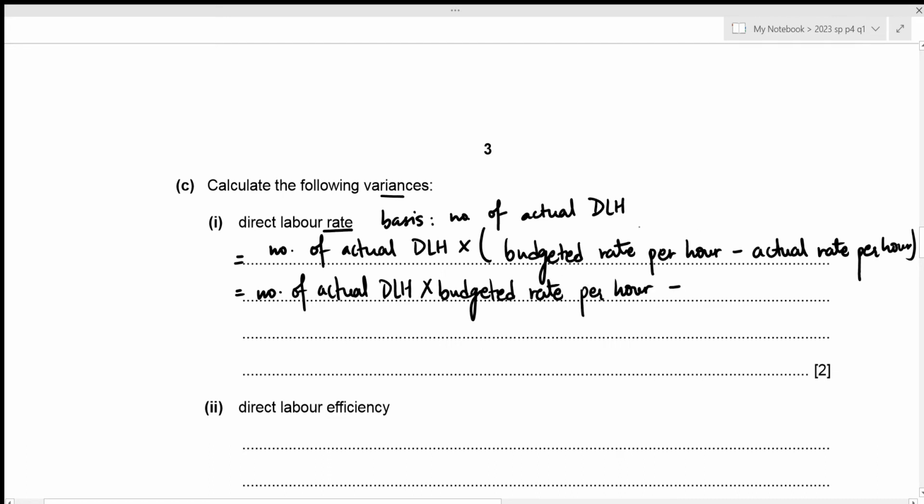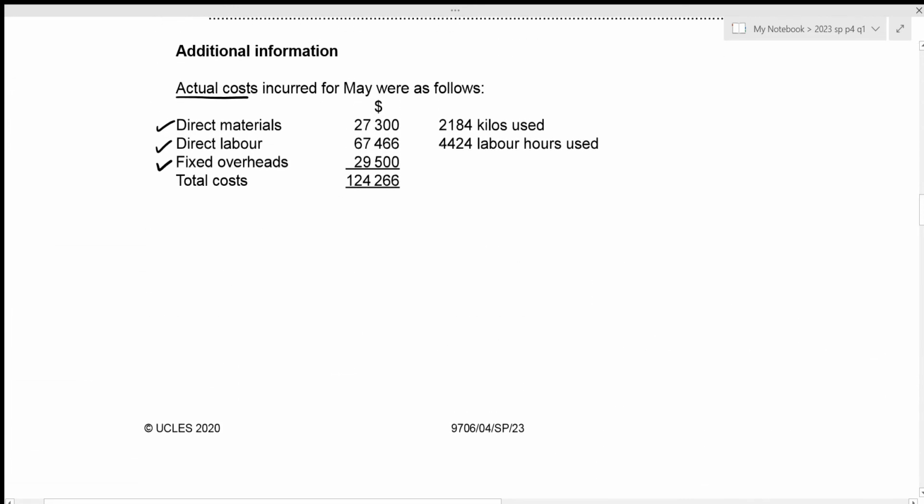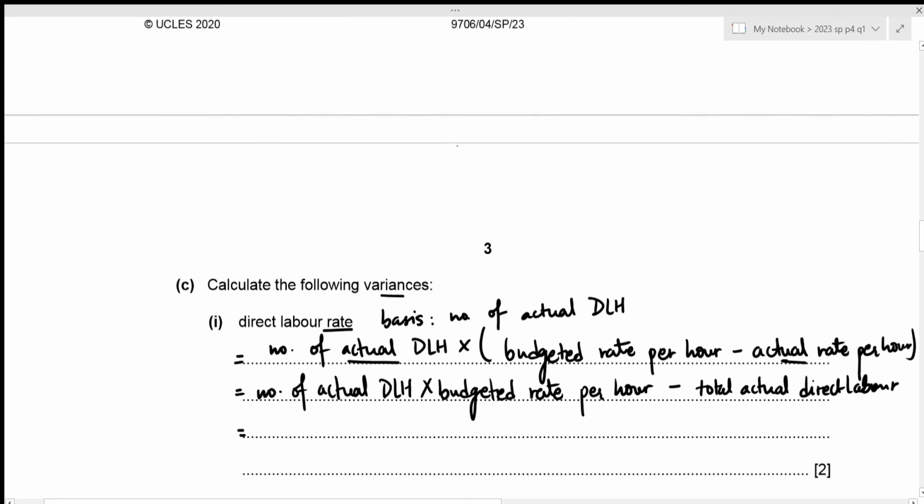And the next one is just going to be number of actual direct labor hours times the actual rate per hour, which results in the total actual direct labor cost, right? So that is just going to be the total actual direct labor cost, which is given above. All right, now let's substitute the values. The number of actual direct labor hours is 4,424. Let's write it down.